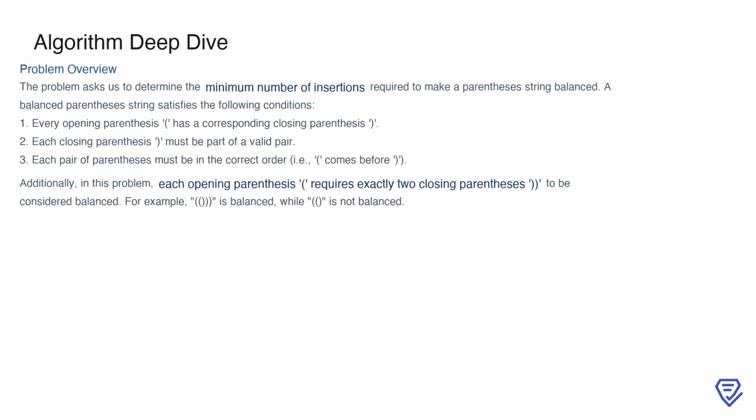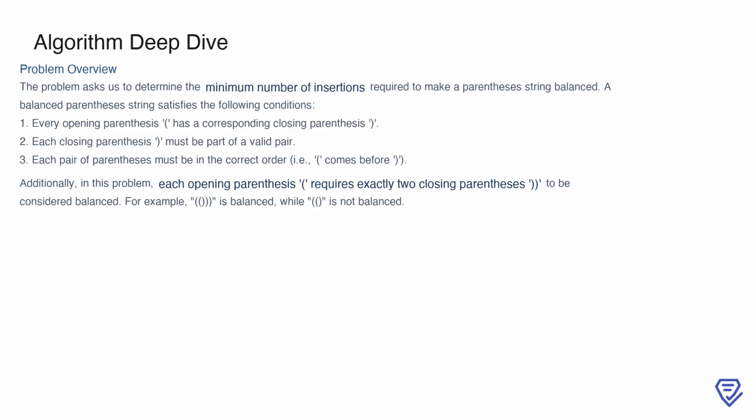In this problem, we are tasked with finding the minimum number of insertions required to make a parentheses string balanced. A balanced string must satisfy three key conditions. First, every opening parenthesis must have a corresponding closing parenthesis. Second, each closing parenthesis must be part of a valid pair. And third, the pairs must be in the correct order, meaning an opening parenthesis always comes before a closing parenthesis. However, there is an additional twist here: each opening parenthesis requires exactly two closing parentheses to form a valid pair.